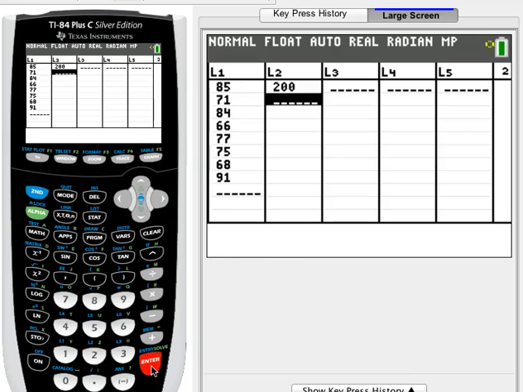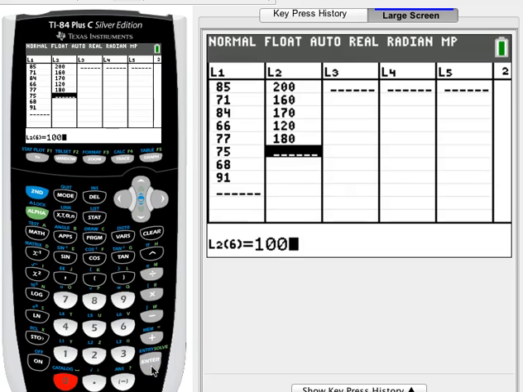My Y value is 200, 160, 170, 120, 180, oh, I missed a 120. I'm sorry. There should be another 120 in there, then 180, then 100, then 230.